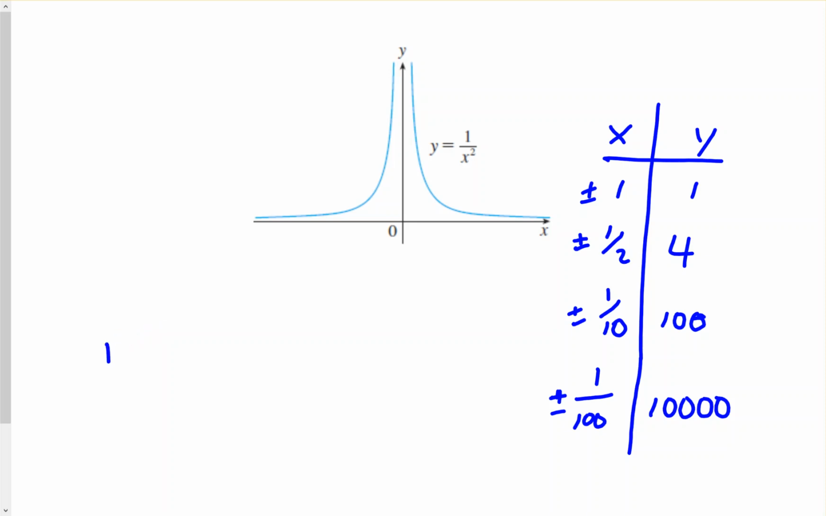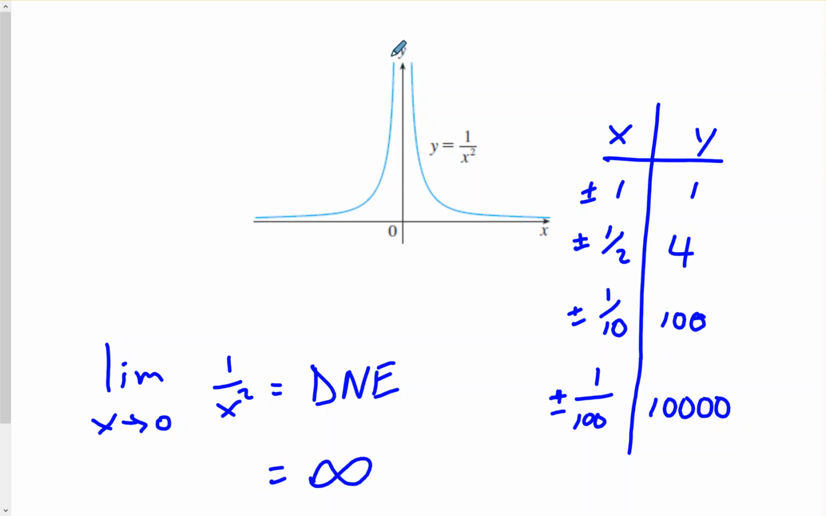So we would say the limit as x approaches 0 of 1 over x squared does not exist. Another way to think about this is it's going off to infinity. This is an infinity case. This is going to shoot upwards towards infinity. So another way to say infinity is the limit does not exist. There's no limit to this growth.